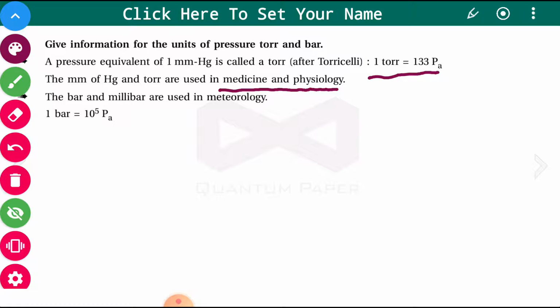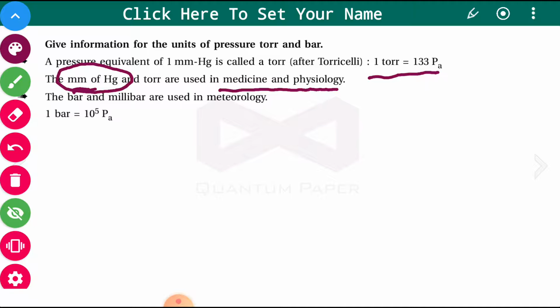These units of mm, or rather mercury height, produce a certain amount of pressure, and that is measured in mm of Hg. This unit is generally used in the medical field.